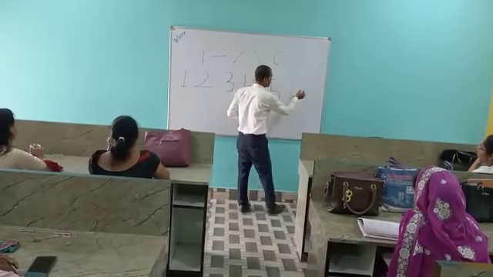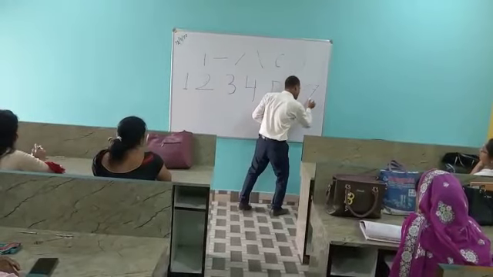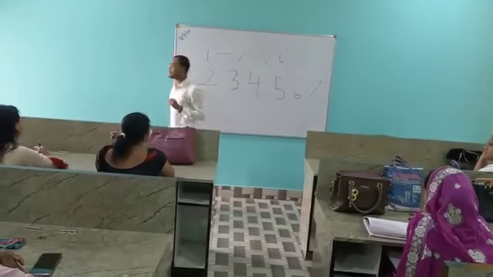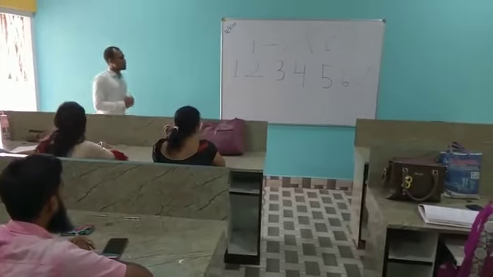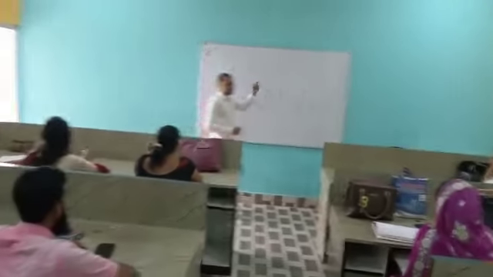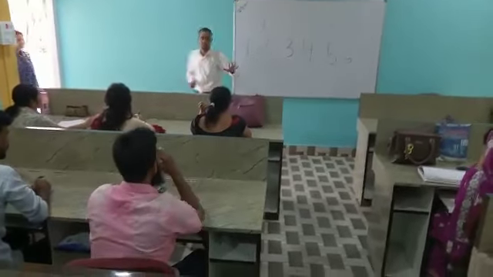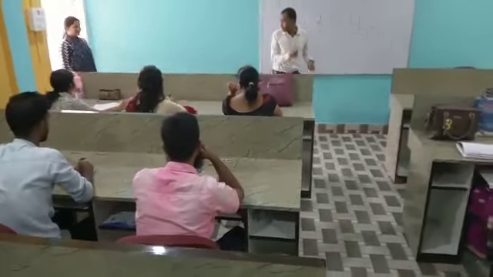Then sleeping line and slanting line. Sleeping line and slanting line to make the number seven. One, two, three, four, five, six, seven.